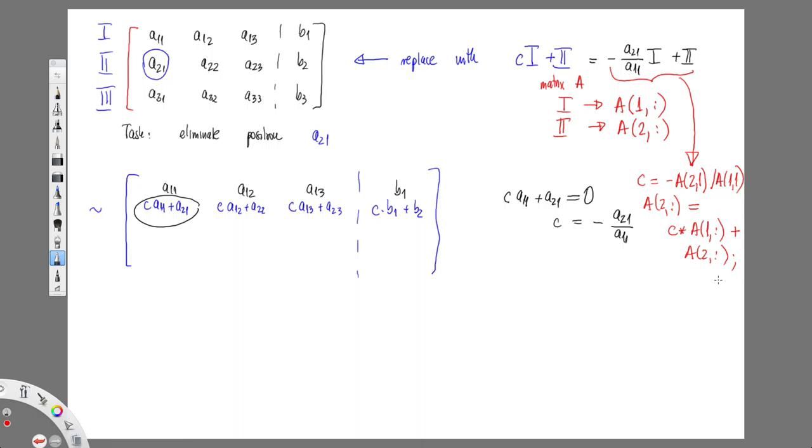So if I was writing code, I would do this from row 2 to row n, where n is the number of rows for A.